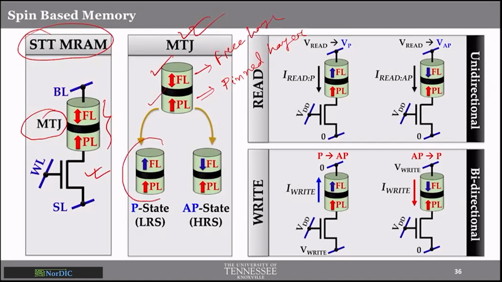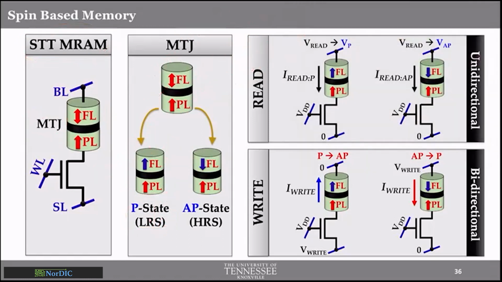So here is what I mean. If you have parallel magnetization, notice the arrows in the free layer and the pinned layer, they are pointing in the same direction, representing similar parallel magnetization. That's called the P state or parallel state. If you apply a voltage to this device, you will see low resistance or high current, right? This device will have low resistance in this scenario. On the other hand, when they have opposite or anti-parallel magnetization, we will have a high resistance state.